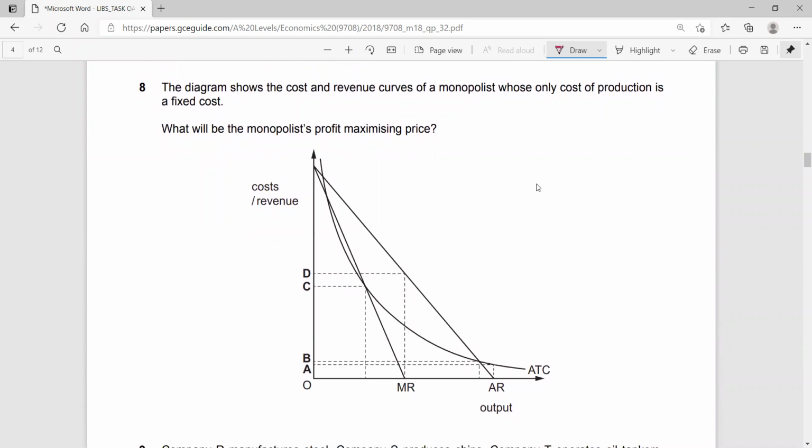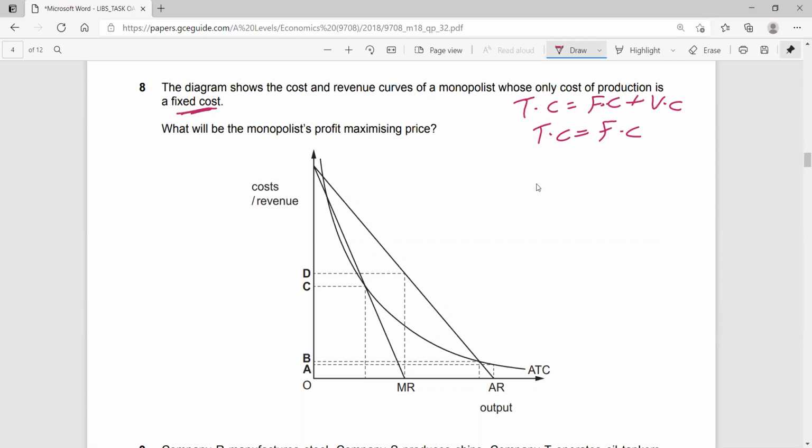The diagram shows the cost and revenue curve of a monopolist whose only cost of production is a fixed cost. So which means total cost is usually fixed cost plus variable cost. In this case, there are no variable costs, it's only a fixed cost. And variable costs are costs which vary with your output. Fixed costs are costs that are just fixed, that will exist even when the output is 0, and they don't vary with your output.